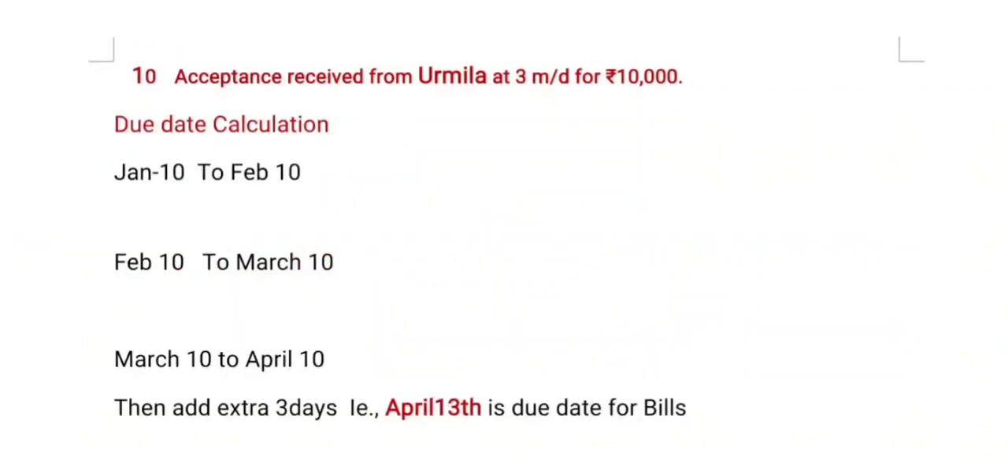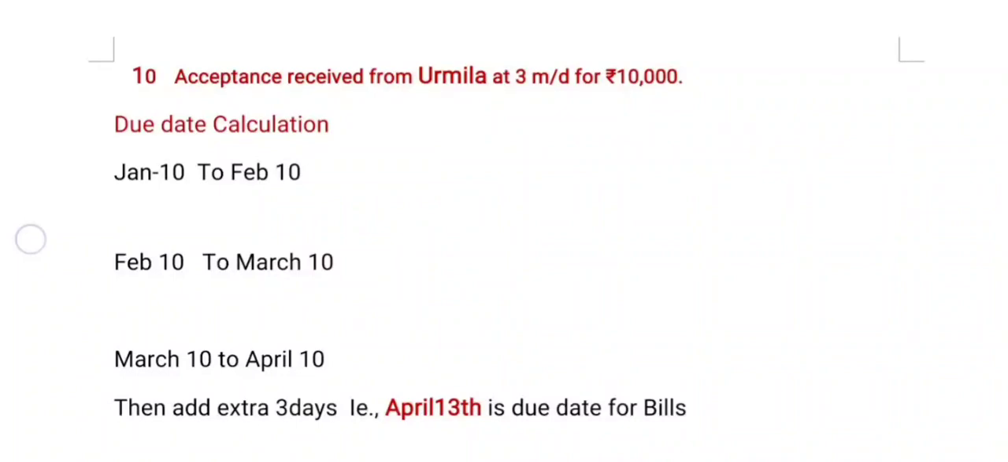Now coming to the second transaction, that is 10th January, accepted and received from Urmila at 3 months for rupees 10,000. Here we are calculating the due date of the bill. Here the given date is Jan 10 to February 10. It is 1 month. Now February 10 to March 10, it is 2 months. Now March 10 to April 10, it is 3 months based on this particular transaction. Now add the extra 3 days, that is the grace period of the bill. It is 10 plus 3, it is April 13th. Due date of the bill.